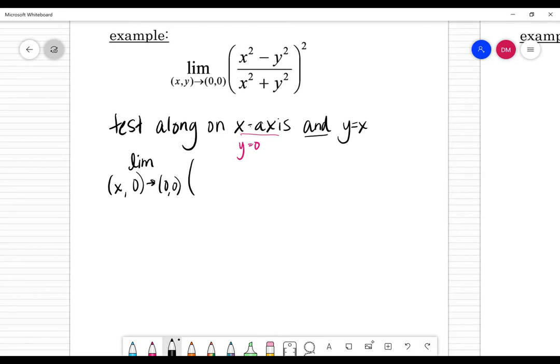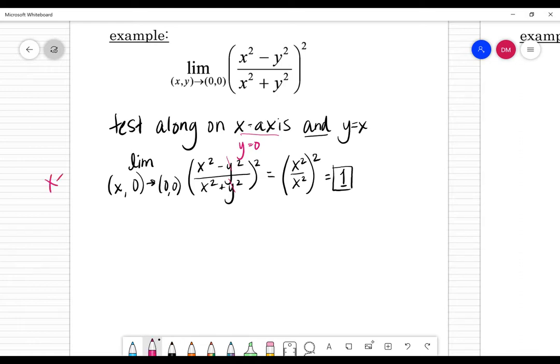So if I have my function x squared minus y squared over x squared plus y squared, and that whole quantity is squared, then really I am just looking at my x values, because here this y term is going to go to 0, that y term is going to go to 0. And so I'm looking at the function x squared over x squared quantity squared. And so that limit will be 1 based off of the fact that y will be equal to 0 along the x-axis. So again, this is the first test. This is the x-axis right here.